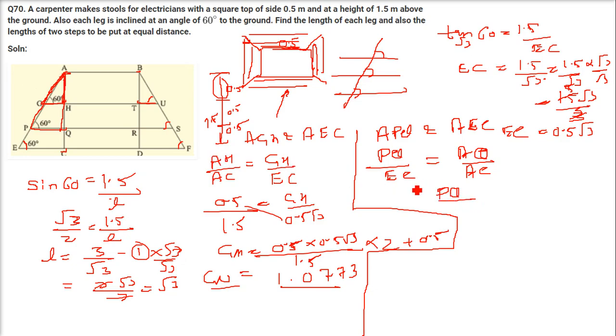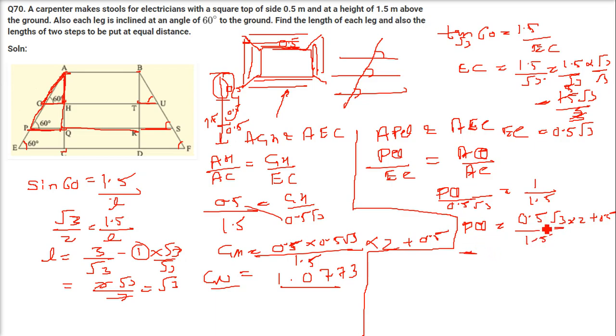So PQ will be, we don't know, and this EC we know, this is 0.5 root 3. AQ is known. See, from here to here it is 0.5 plus 0.5, that is 1. And AC, from here to here, it is 1.5. So PQ will be equal to 0.5 root 3 by 1.5. But this is PQ, so I have to find RS also. So let us multiply it by 2. And then I have to add this 0.5 also.